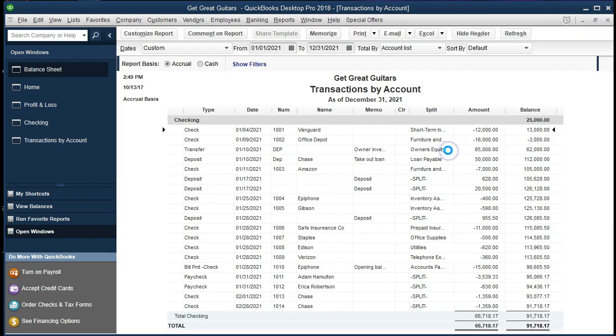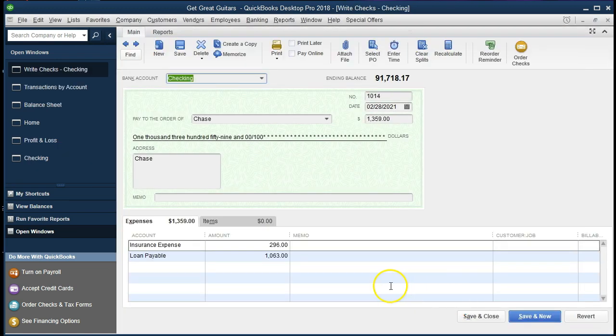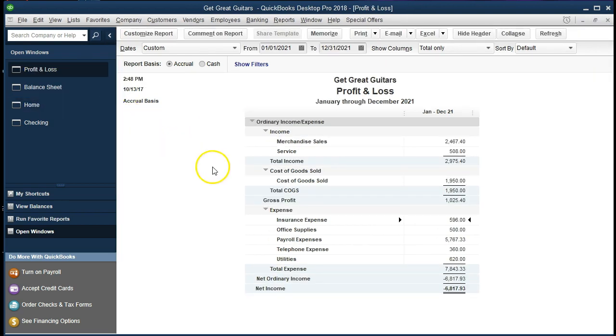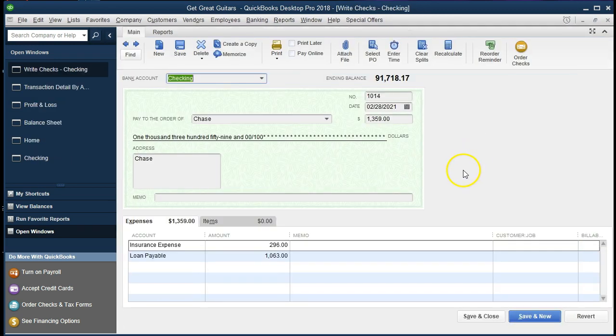If we double click on cash, we can see that cash has decreased by that same amount, the second payment, same amount. Double clicking on it, there is our check. Closing this back out, closing this back out. Profit and loss, scrolling down to the interest expense, there it is. We see that second check for a slightly different amount. There's our check.